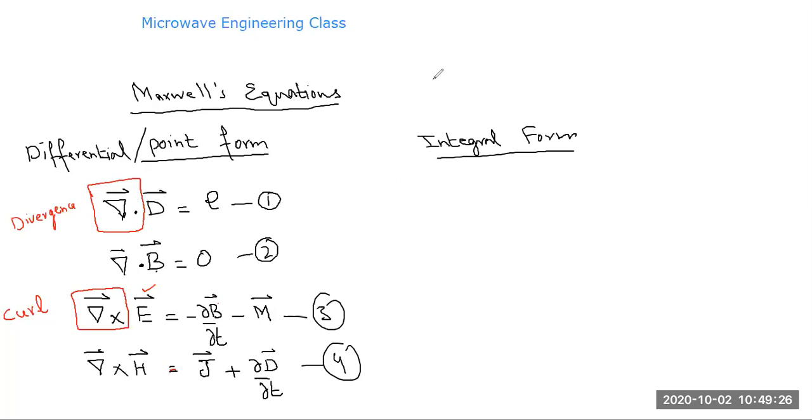Now, the important point is this. Why are these four laws? As I mentioned, the first one is Gauss's law for electric field. This is Gauss's law for magnetic field. This is Faraday's law. This is Ampere's law. So why are we calling them Maxwell equations? The most important point is, what was the contribution of Maxwell? Maxwell introduced this term, and this term is known as displacement current.